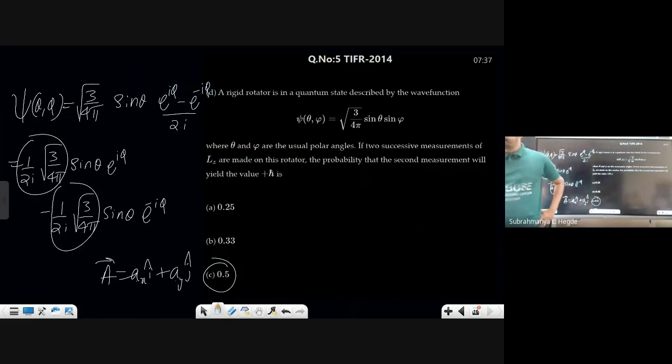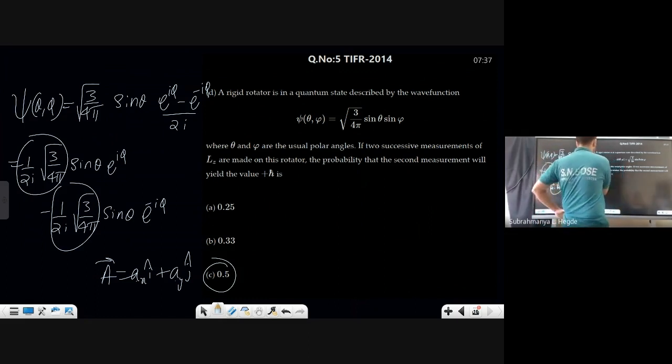But if the first measurement is LZ and the next measurement is LX, then no. He said successive measurement of LZ actually, like the spin measurement. Then it would be different. After the measurement, you take the state and expand it in terms of the eigenstates of the other operator, just like we did for the spin measurement.